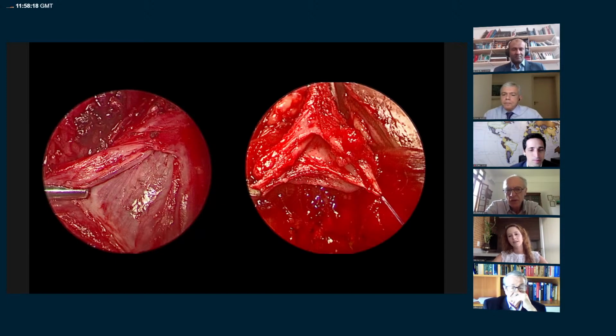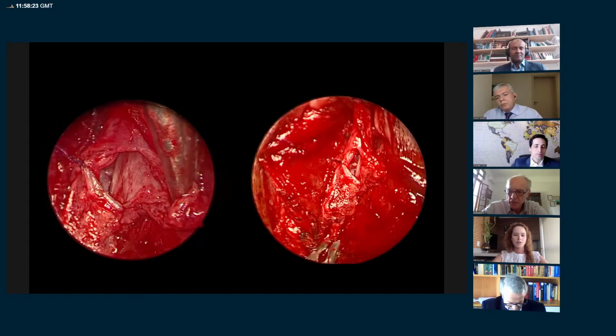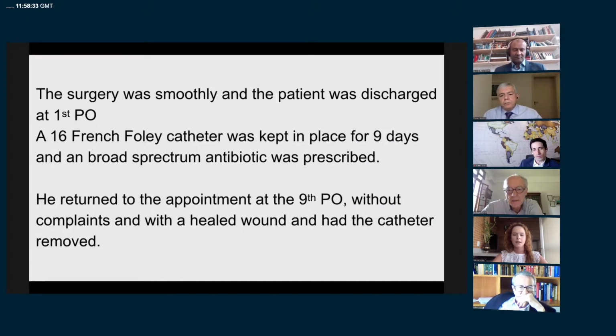And on your right, the urethra is already spatulated. On your left, you can see the beginning of the anastomosis, and on your right, you can see the end of the anastomosis. The surgery went smoothly, and the patient was discharged at the first post-op. A 16 French Foley catheter was kept in place for 9 days, and broad-spectrum antibiotics were prescribed. He returned at the 9th post-op without complaints and with a healed wound, and had the catheter removed.